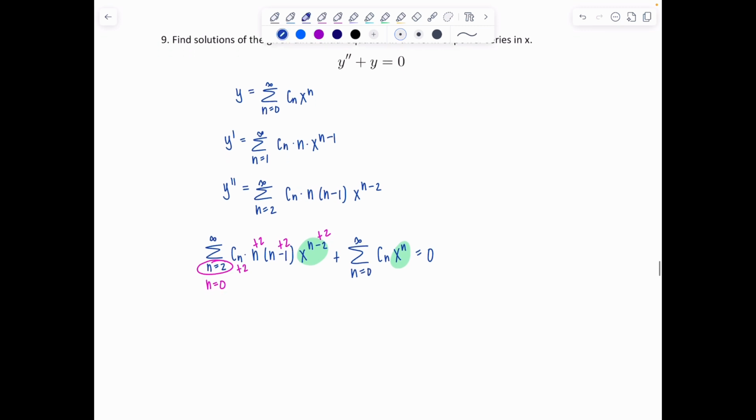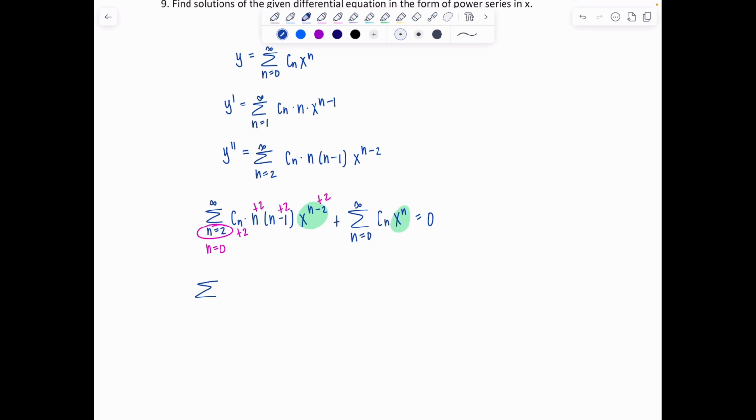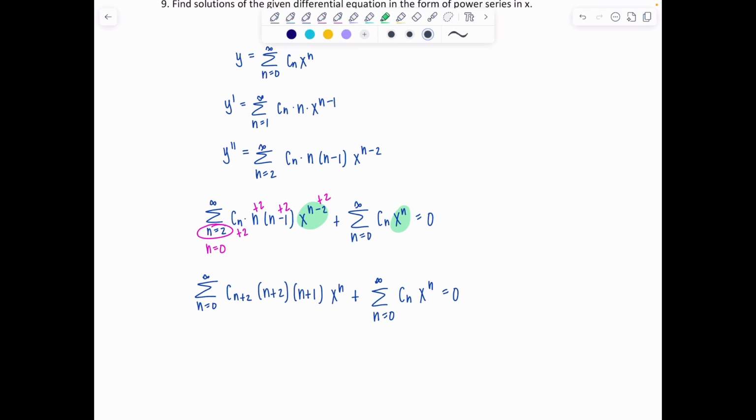Okay, I'm just going through quickly. If you want more explanation, then you can watch the video lecture on this topic. So we'll go n equals 0 to infinity, c sub n plus 2 times n plus 2 times n plus 1 times x to the n, plus the sum n equals 0 to infinity, c sub n times x to the n, is 0. So now we're so happy we have x raised to the n in both of our expressions involving sigma. Then the next order of business is I need to make sure that the index of summation starts at the same value of n. And lucky for us, they already do. So we have no extra work to do.